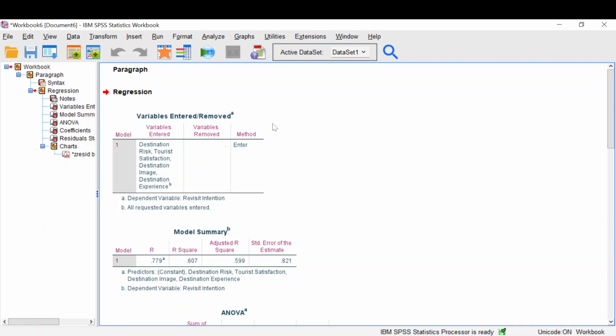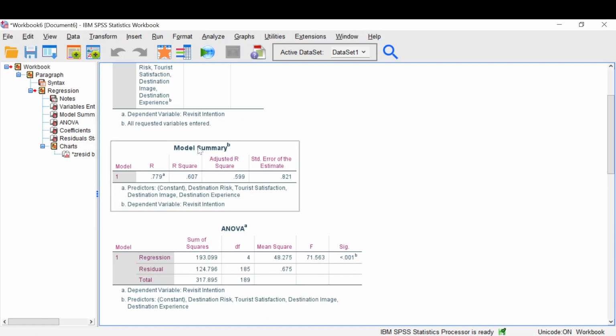So here we see a similar output for variables entered. It shows that we have four independent variables now: destination risk, tourist satisfaction, destination image, and destination experience. And our dependent variable is revisit intention. Okay, so you can think of the four of those, risk, satisfaction, image, and experience, all working together on the left-hand side of a chart, and an arrow pointing from the left-hand side to the right, looking at revisit intention. In other words, do those four things affect the intention to revisit the destination?